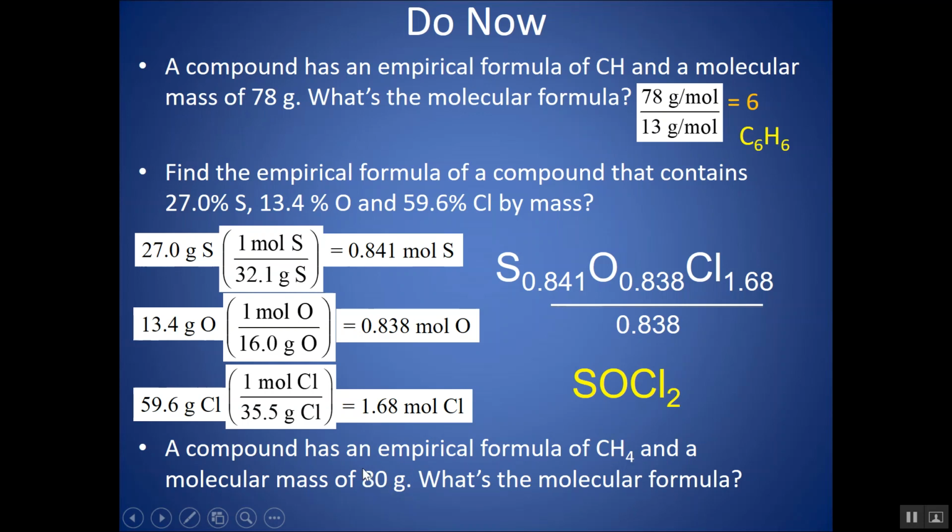Here's the molar mass of the molecular formula, which I don't know. So I want to take a moment, get the molar mass of CH4, which is 16, and then I can take the 80 and divide by that molar mass to figure out how many times bigger is the molecular formula, and I find it's 5 times bigger. So what I want to do is multiply my subscripts of the empirical formula by 5 to get my molecular formula, and I get C5H20 by multiplying 1 and 4 respectively by 5.